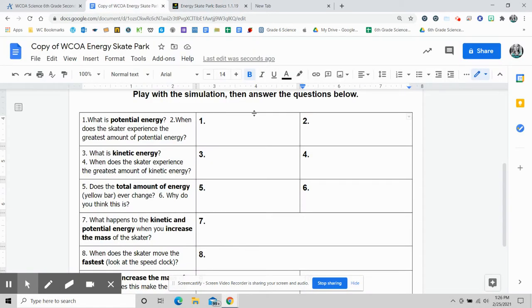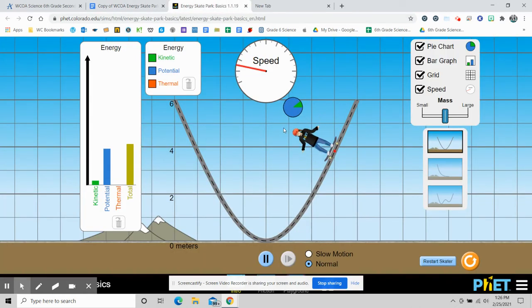So if I go to my Google Doc, here I would type in the definition of potential energy. Over here I would say at the top of the ramp. The next question is kinetic energy, and again here, what is kinetic energy? You're just going to put your definition here. And then over here it says, when does the skater experience the greatest amount of kinetic energy? So again, we'll go back to the graph. Kinetic energy is in green. So where in the graph does he have the highest amount of kinetic energy?